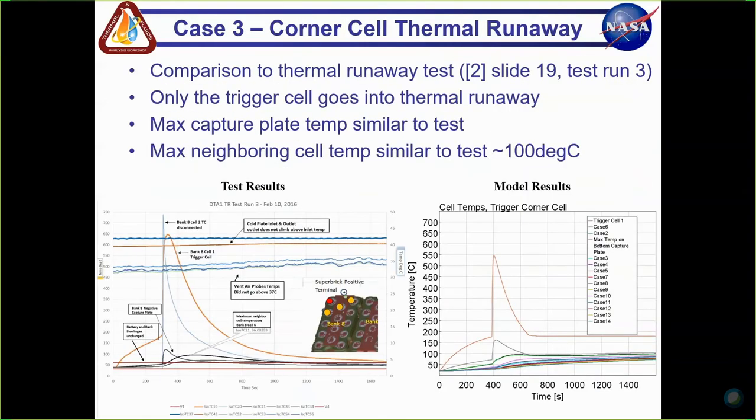And then the final thing to mention here is that once the cell goes into thermal runaway, it's no longer part of the electrical circuit. We just assume an infinite resistance on the circuit.